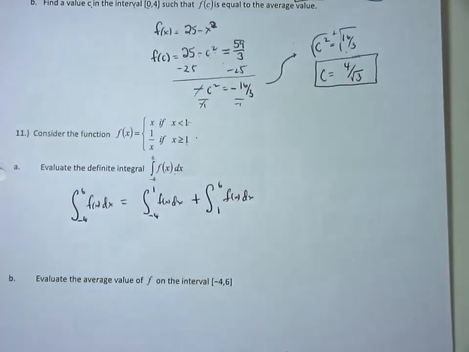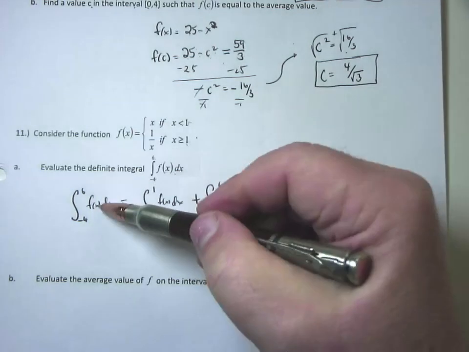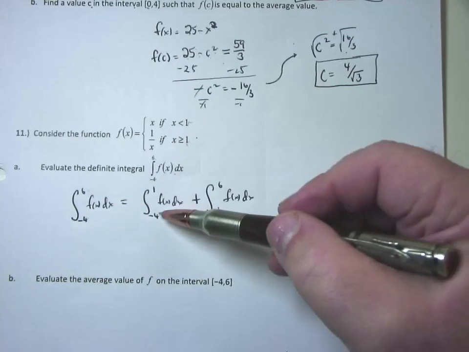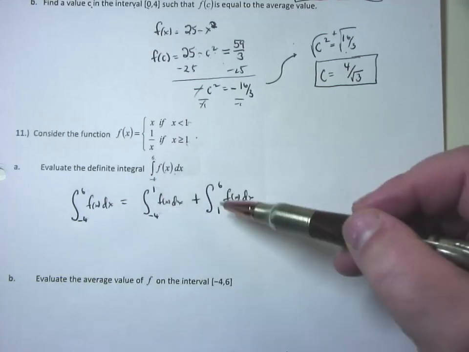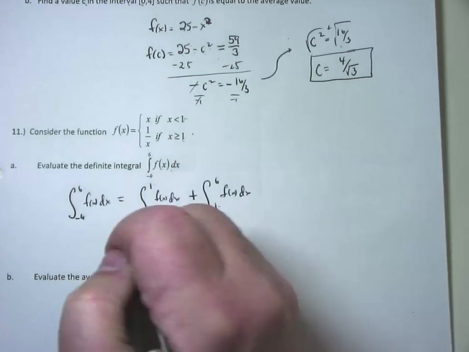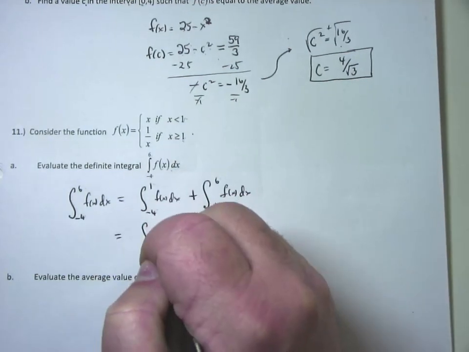I can break up any integral I want because we're talking about integrating this entire function f of x. It's the area from -4 to 6. Well, that would be the same thing as the area from -4 to 1 plus the area from 1 to 6, just breaking the pieces apart. But I did this because of this. Now we've defined this particular function. This would be the integral between -4 and 1.